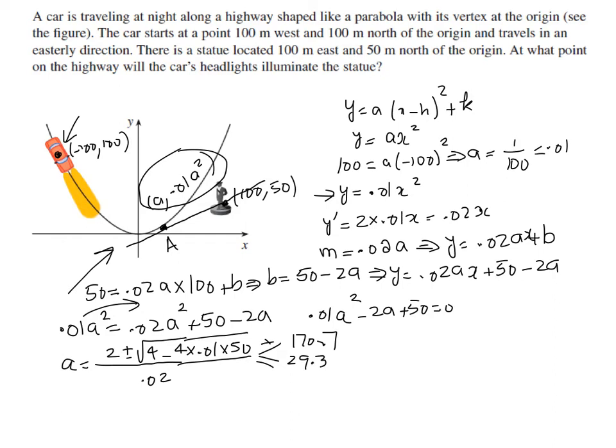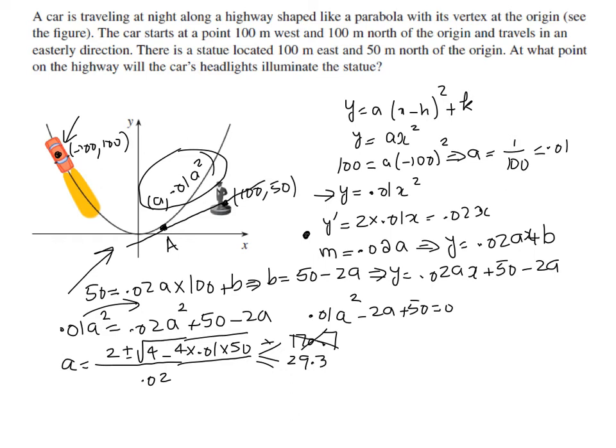Now, I have to drop the one where a is 170.7. Remember, a is the x-coordinate of the point where it touches the curve. Now, the x-coordinate of the statue is 100. 170 for the x-coordinate is going to be somewhere around here, which is impossible. So this is not the one we are looking for. So the only valid answer is 29.3, which is going to be to the left of the statue, which is correct.